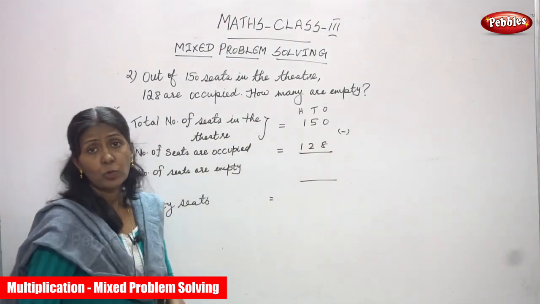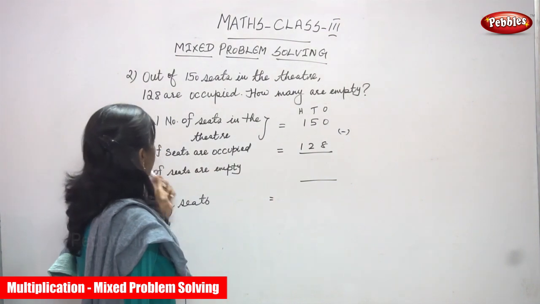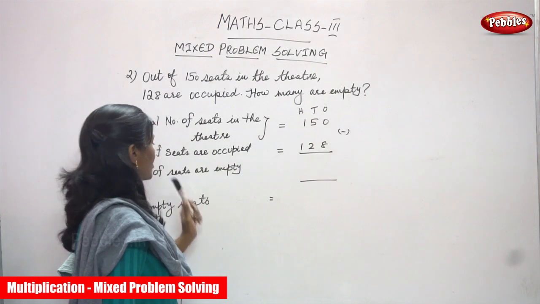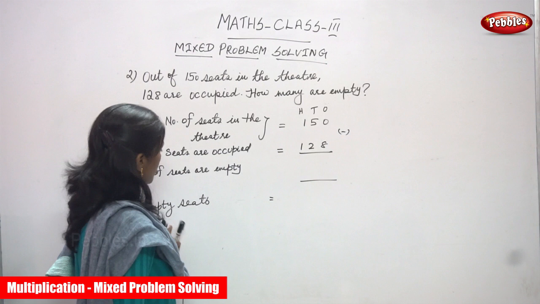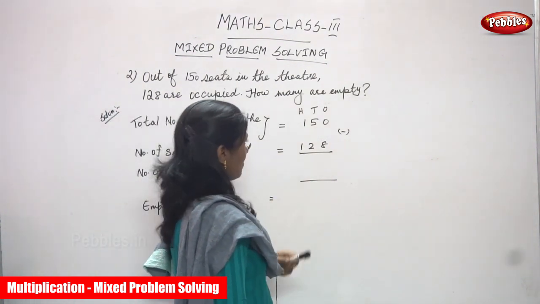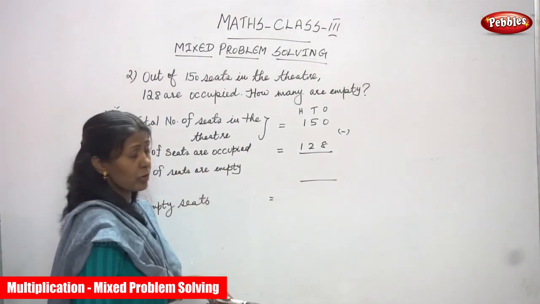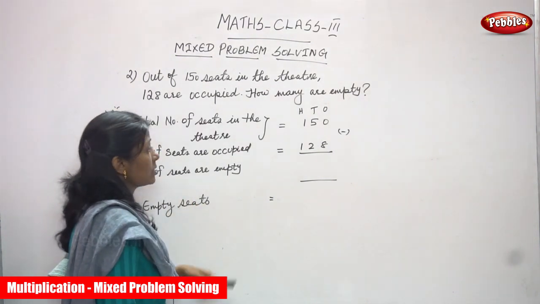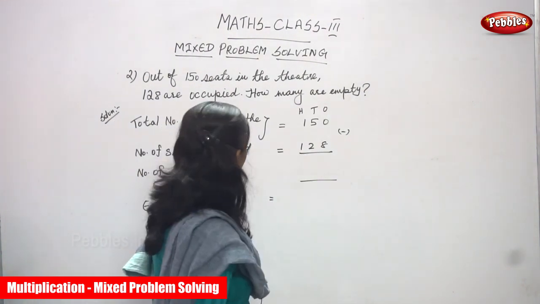So you have to find out the empty seats. First, the total number of seats in the theatre is 150. The number of seats occupied is 128. Now we are going to find how many seats are empty, that is the question. The number of seats empty is called the empty seats. So you know very clearly this is a subtraction sum, because the total number of seats is given and the occupied seats are also given. Now we have to find out how many seats are empty. That means it's the remaining or balance. The balance seats you have to find out.